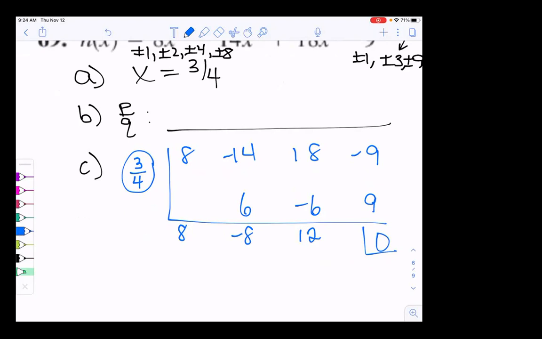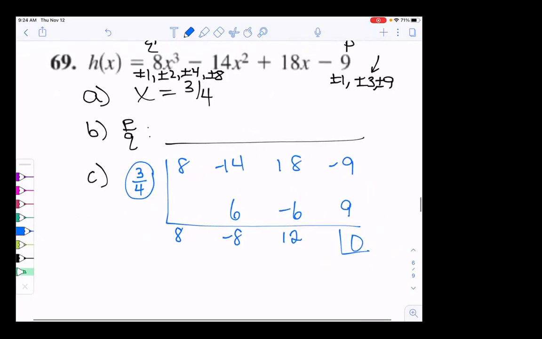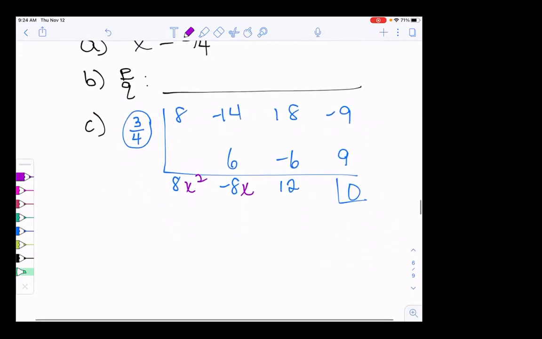It can't be a random decimal. It can't be irrational. So we started with 8x cubed. This is now 8x squared, negative 8x, and 12. So 8x squared, negative 8x plus 12. That's my remaining polynomial.